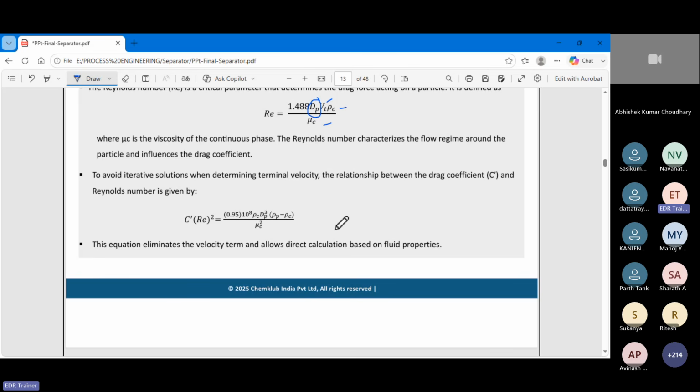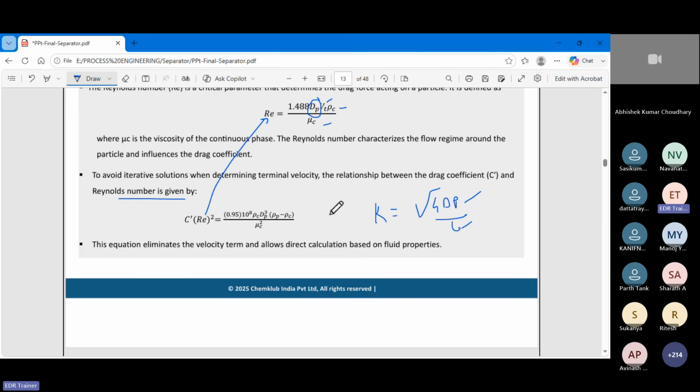The relation between the drag coefficient and Reynolds number is given. So if you can calculate the Reynolds number, according to the Reynolds number you can calculate the C value, the drag coefficient. Now, if you want to calculate K, there is an equation: under root of 4 times diameter of particle and C. So for the diameter of particle you need a drag coefficient, which you can calculate by using these equations. But before that, you have to select a RE. You need to calculate the RE.